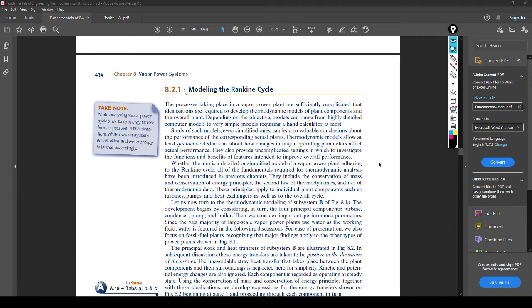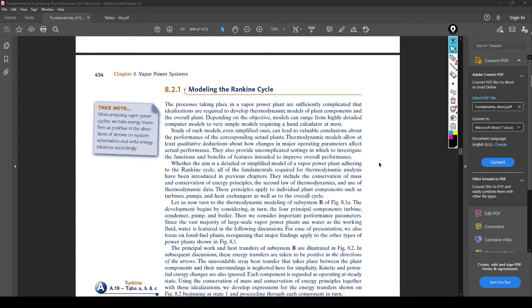All right, and then it says, thermodynamic models allow at least qualitative deductions about how changes in major operating parameters affect actual performance. They also provide uncomplicated settings in which to investigate the functions and benefits of features intended to improve our overall performance. So this is essentially what I just said, is that you do a good analysis of a power plant, and you can kind of tell where they're losing their most. Their potential is lost, right?